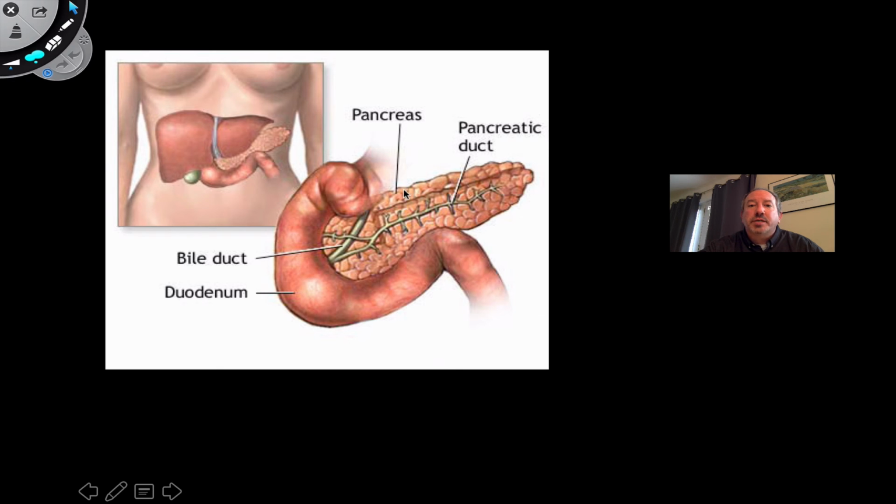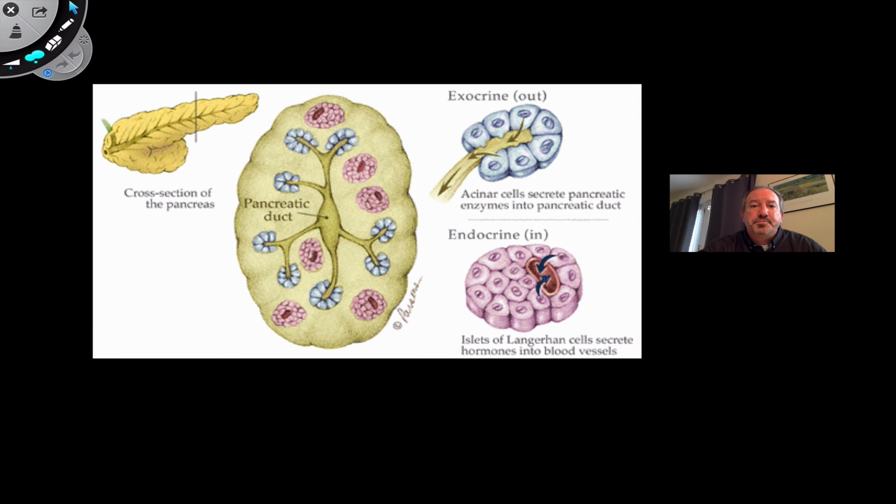Exocrine means that it secretes to the outside, like a sweat gland or a salivary gland, or it could mean just to the outside, meaning through a duct into the small intestine. Or it could be endocrine, which means that it's producing a hormone that's going to travel into the bloodstream. So endocrine, into the bloodstream.